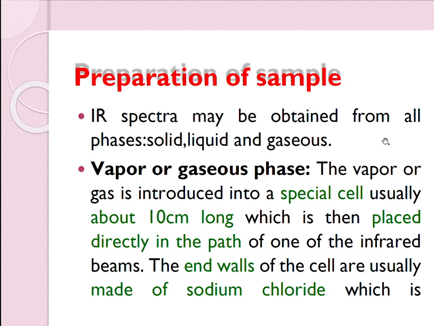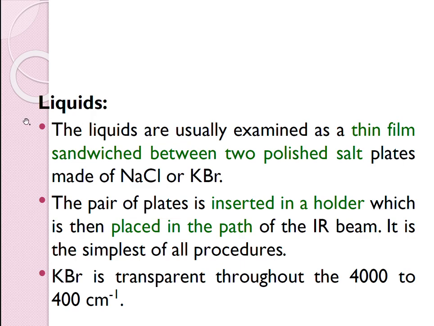IR spectra may be obtained from all phases: solid, liquid, and gaseous. The vapor or gas is introduced into a special cell, usually about 10 centimeters long, which is then placed directly in the path of the infrared beam. The end walls of the cell are usually made of sodium chloride, which is transparent to infrared from 4000 to 650 per centimeter. Then liquids.